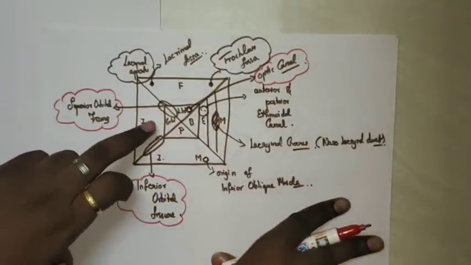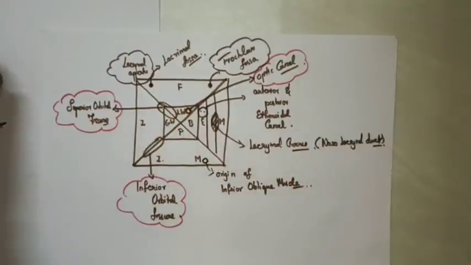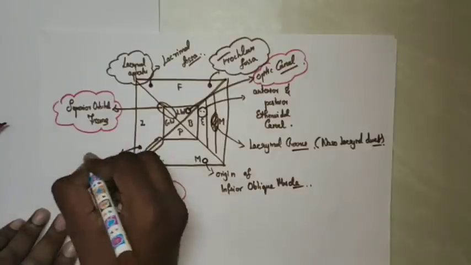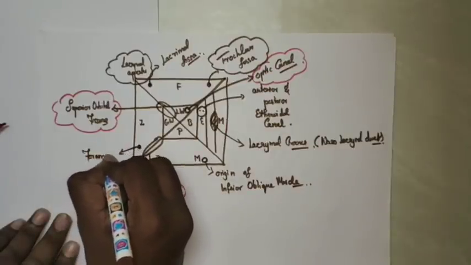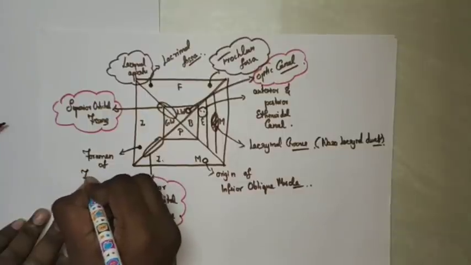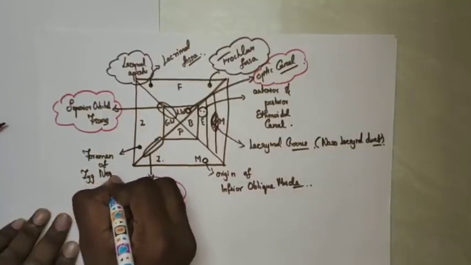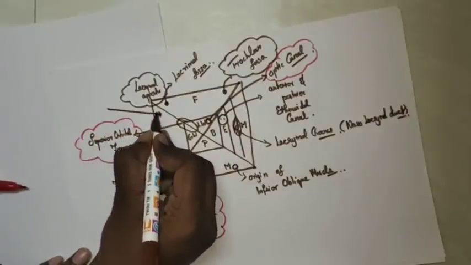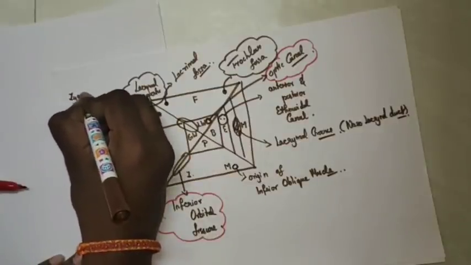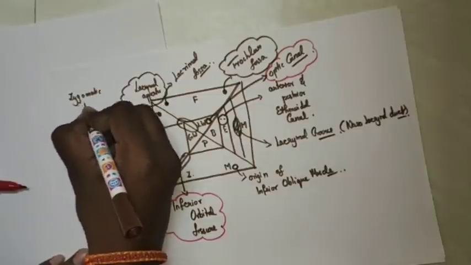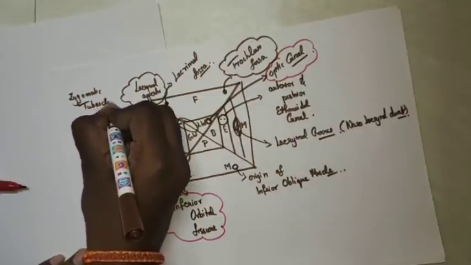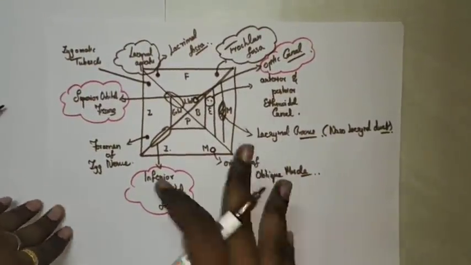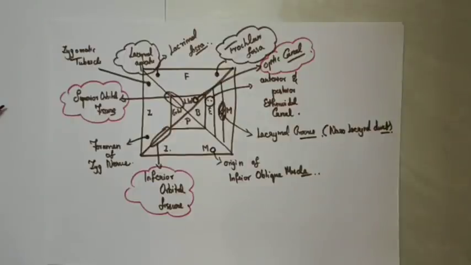Other than these, over the lateral side we have the foramen of zygomatic nerve here, and we have the zygomatic tubercle here. Yeah, so that will be the relations of the bony structures of the orbit.